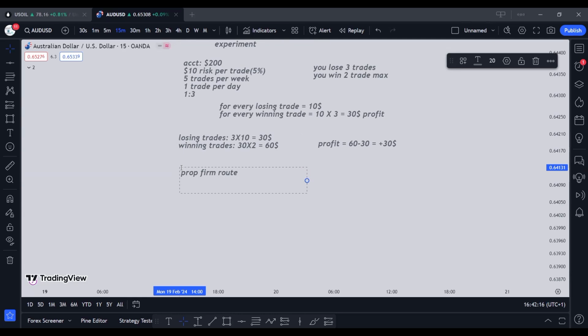Prop firms are basically companies that give you capital to trade, but you have to pay a small amount of money. Let me give you an example now. Let's say you want to trade a $5,000 account with a prop firm. You would have to pay around $45.